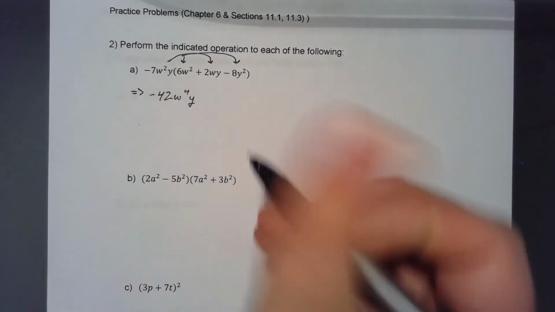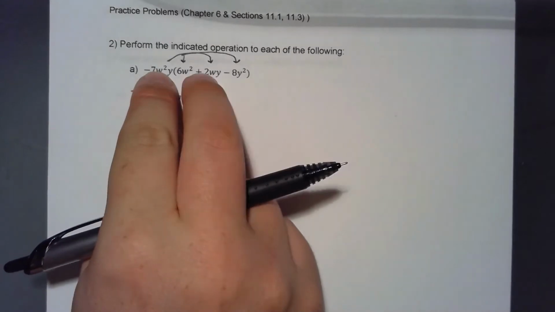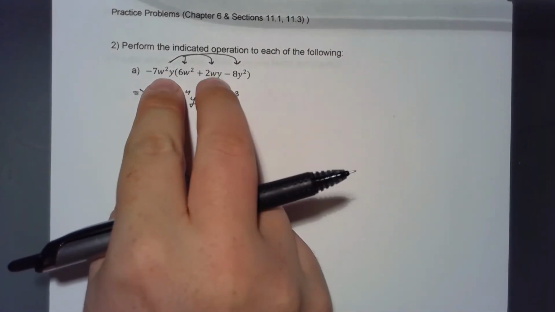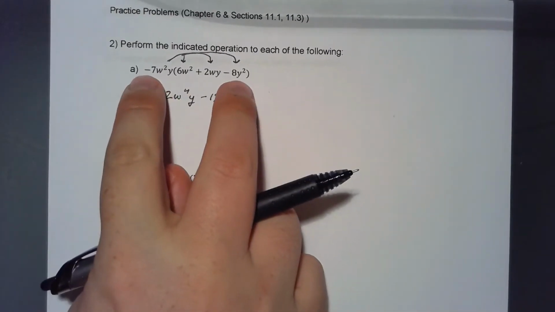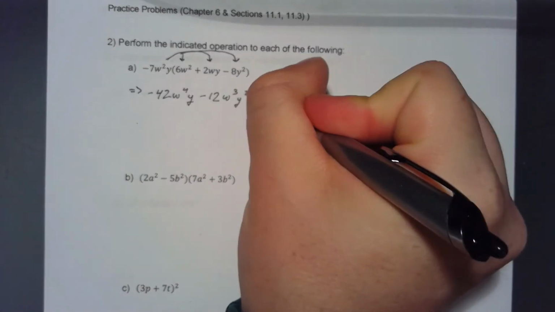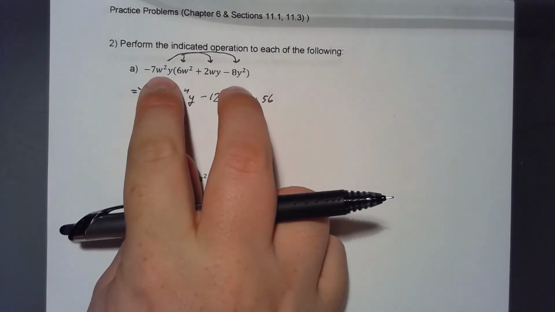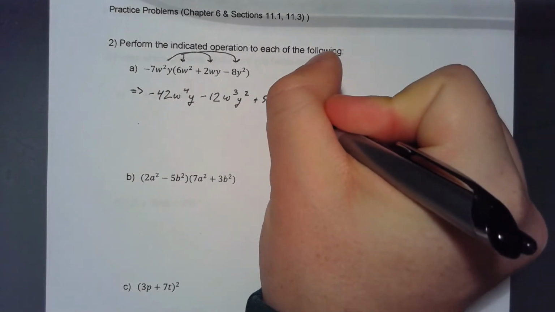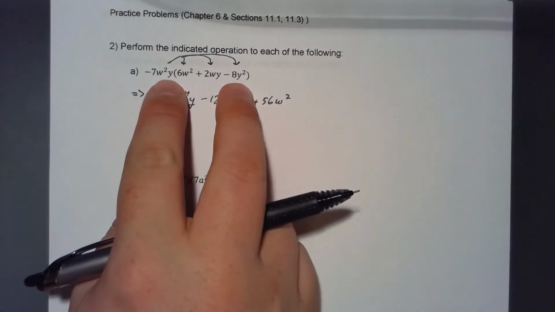Here's the next product. So negative 7 times 2 is negative 14. Y squared times y is y cubed. Y times y is y squared. And then the third product is negative 7 times negative 8 is positive 56. Y squared times a term with no y is just y squared. Or, I'm sorry, w squared. I meant to say w squared. And then y times y squared is y cubed.